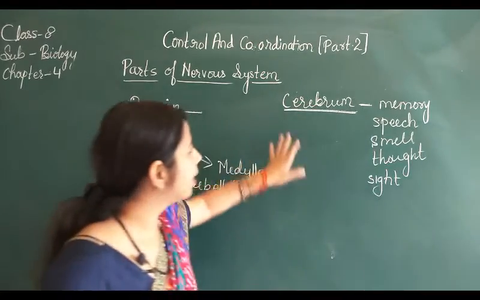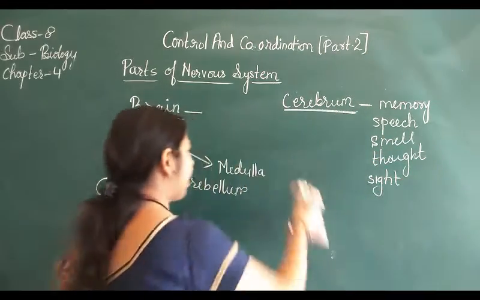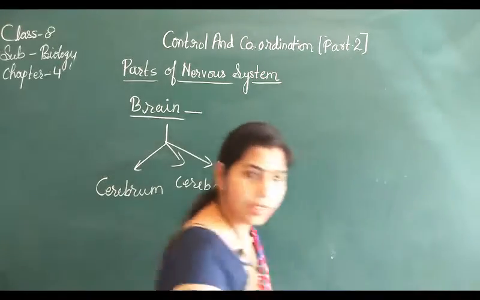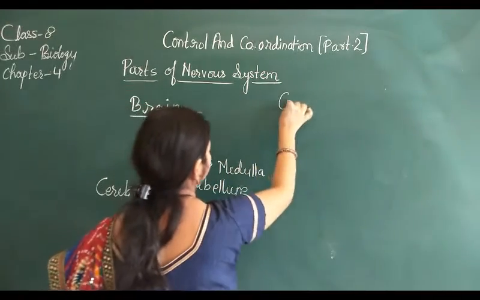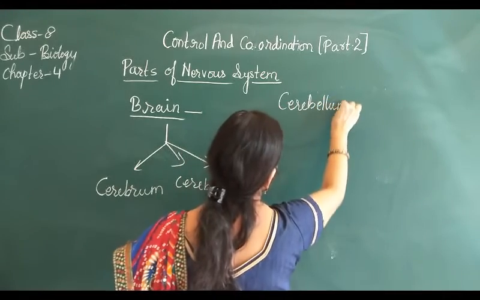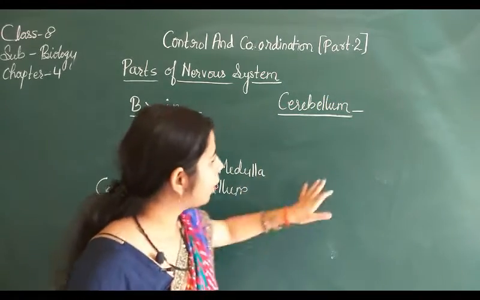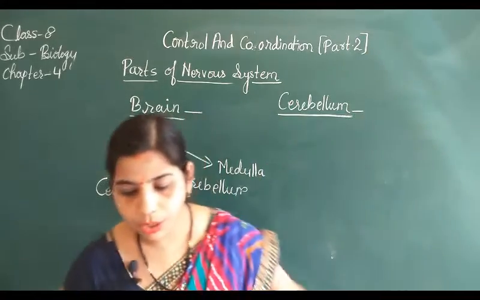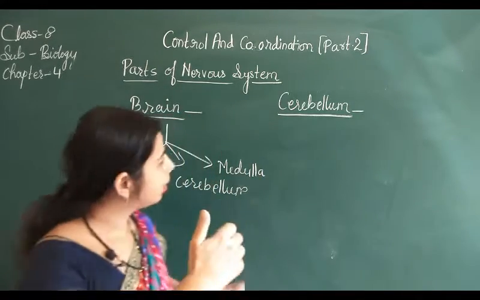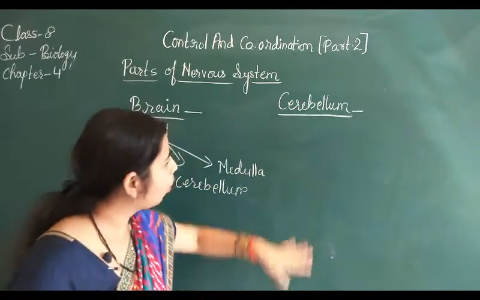That means these are the functions which are controlled by the cerebrum. Now the second part of the brain, that is the cerebellum. So cerebellum, it is the second largest part of the brain and it is located at the back of the cerebrum, under the cerebrum. That means cerebellum क्या होता है, under the cerebrum back side पे present होता है.